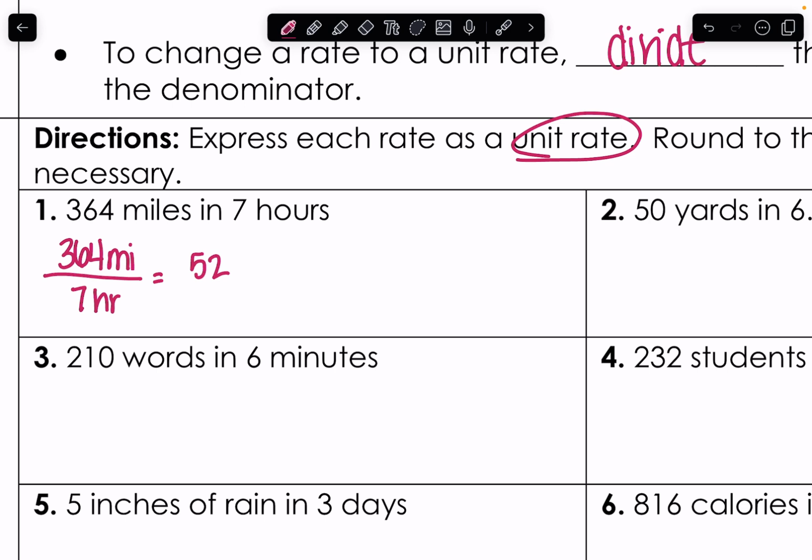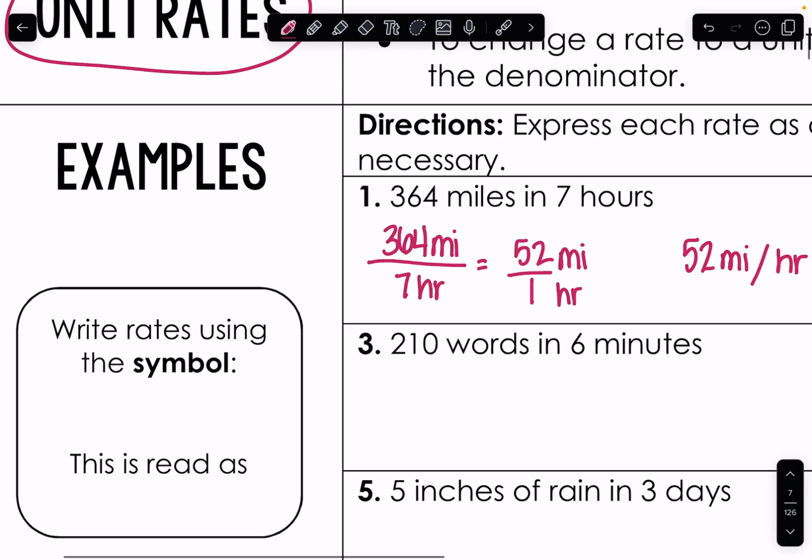What is the denominator of 52? What is my secret denominator here? A 1, which is what I want. Every single number that I get is some number over 1, because I'm saying that I'm going 52 miles in 1 hour. My units are still consistent, miles over hour. But the way that I want us to write this is 52 miles slash hour. Off to the side here, we have a box. We want to write rates using the slash symbol. This is read as per, P-E-R. 52 miles per hour. That is a rate.